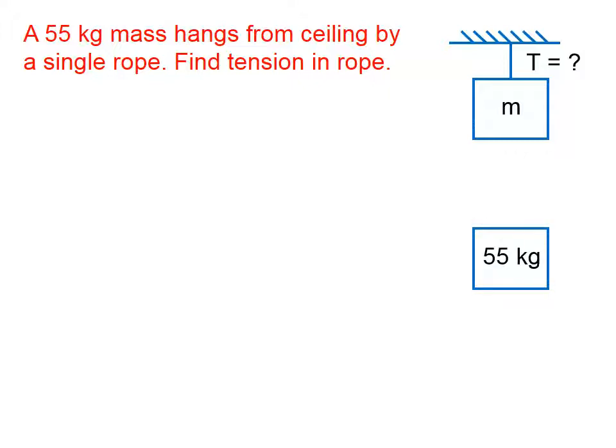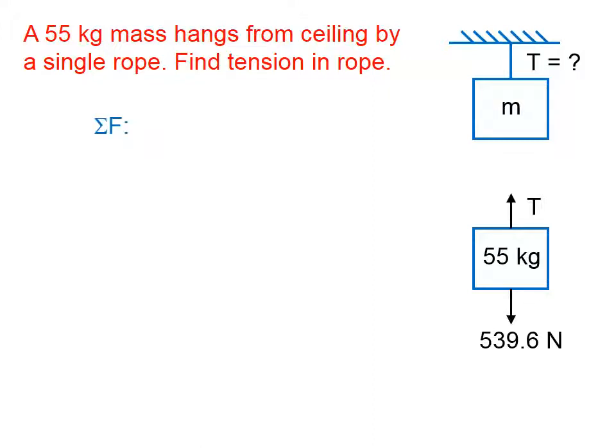55 kilogram mass. We have the weight that is acting downward, which we know is equal to m, in this case m is 55, times g, which is 9.81 meters per second squared. So 55 times 9.81 is 539.6. Then we have the tension from the rope acting upwards.